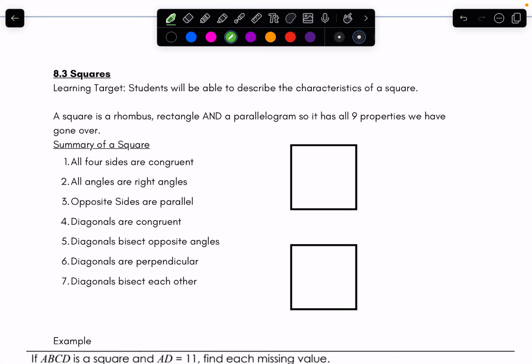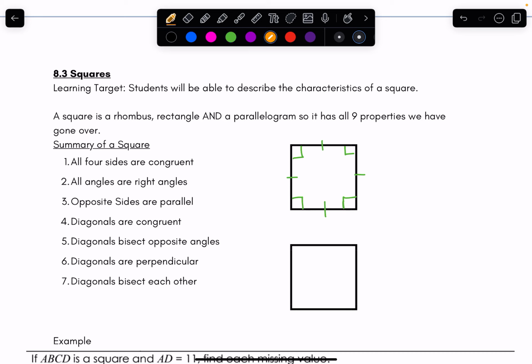Our next shape is our last parallelogram. So a square is a rhombus, rectangle, and a parallelogram. So it basically has everything that we've talked about so far. So a nice little summary is right here. So all four sides of a square are congruent. And because it's also a rectangle, all four angles are right angles, so they are also congruent.